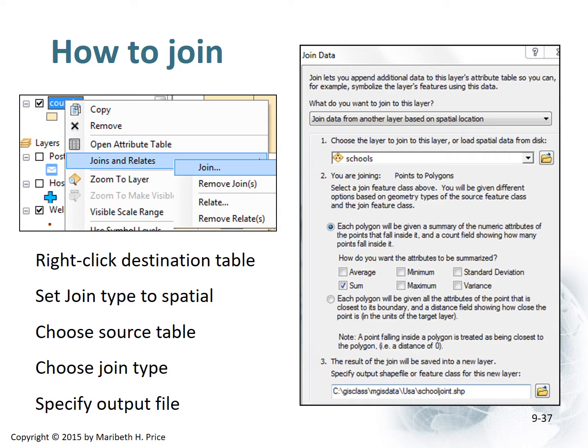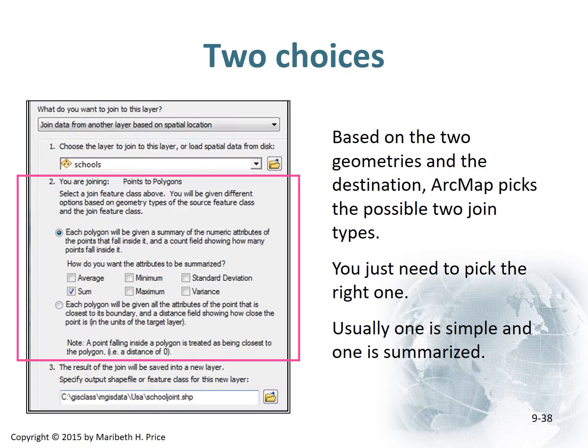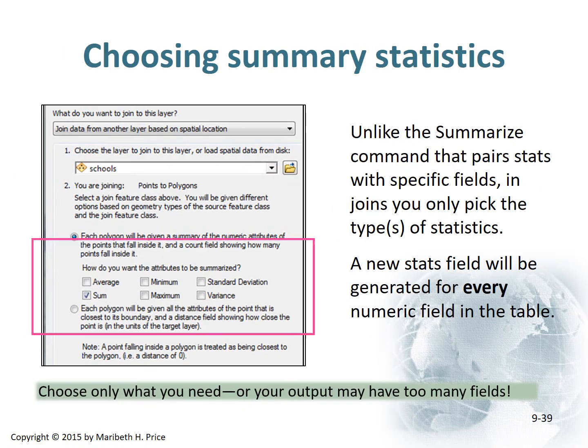Joins are pretty simple and straightforward. Here's the box, there's the options. There's your two choices. There's the different things that you can choose as far as the summary statistics. And this is the kind of thing that I'll ask questions about, over the last couple of slides. I like things like, unlike the summarize command that pairs stats with specific fields, in joins you only pick the type of statistics. And so I might talk about that and then ask you a question about how they're different or something.